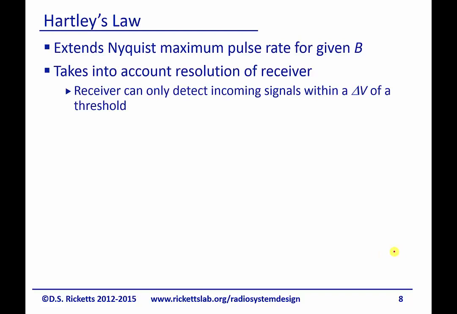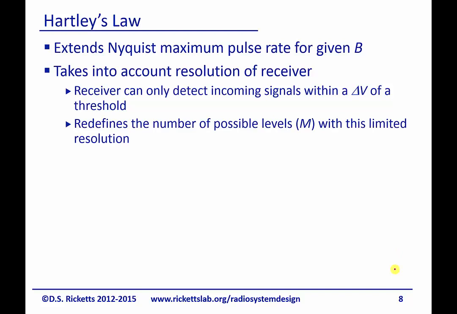Because the receiver can only detect incoming signals within delta V of a threshold, and that makes sense. Let's say each threshold was 50 millivolts. We probably could receive a signal that's maybe plus or minus 10, 20 millivolts within that threshold. And this redefines the total number of possible levels because of this resolution limitation. And so Hartley just redefined M as 1 plus A over delta V, where A is our maximum signal voltage and delta V is our ability to detect.